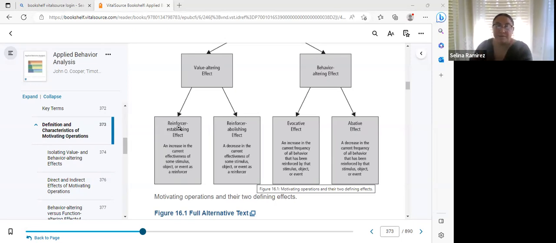And then you have the opposite, which would be abolishing effect. That's the one where satiation comes in. So we're going to give them free access. We're going to give them lots and lots of whatever the reinforcer is in order to decrease its effectiveness, to make it no longer as reinforcing.